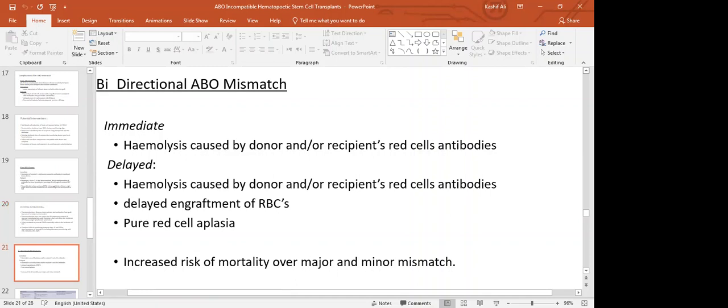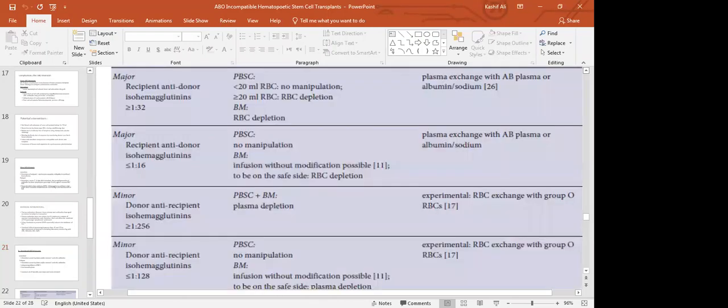Now coming to bidirectional ABO mismatch. In bidirectional ABO mismatch, the immediate complication is hemolysis caused by donor and/or recipient's red cell antibodies, and the delayed complication is hemolysis caused by donor and/or recipient's red cell antibodies. Delayed engraftment of RBCs and pure red cell aplasia may occur. There is increased risk of mortality over major and minor mismatch.